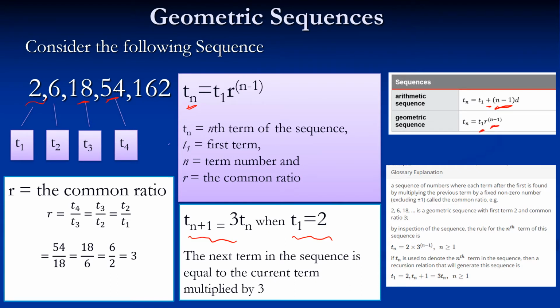And here's your syllabus glossary explanation. So a geometric sequence, according to your syllabus glossary, is a sequence of numbers where each term after the first is found by multiplying the previous term by a fixed non-zero number, excluding plus or negative 1, and this is called the common ratio, for example 2, 6, 18, and so on. And that's what I've showed you there.